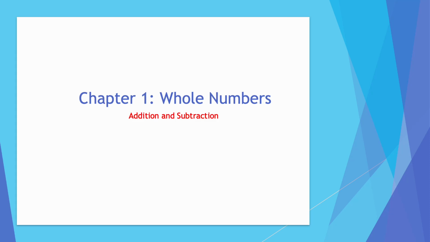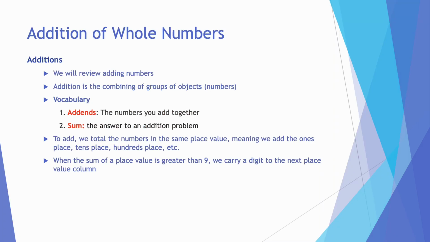In section 1.3, we'll look at addition and the properties of addition. In addition of whole numbers, we will review adding numbers. Addition is the combining of groups of objects or numbers. There are a couple of vocabulary words. Addends are the numbers that you add together, and the sum is the answer to the addition problem.